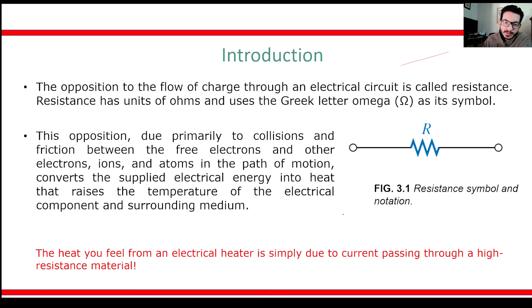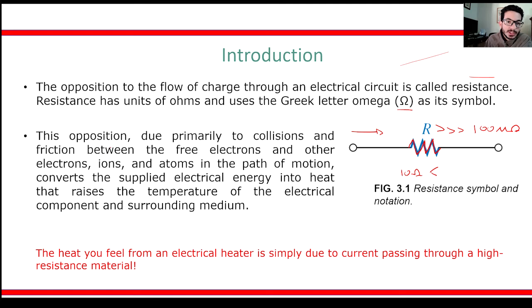Also, when we focus on resistance, we have to mention that the opposition to the flow of charges through an electrical circuit is called resistance. So when you have electric charges flowing through your wire and you place a resistor, it is going to resist the free flow of charges through the wire. And this resistance could be very large or pretty small. It could be 10 ohms or it could be 100 megaohms. The symbol is omega.